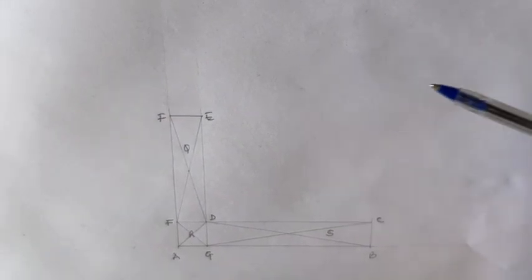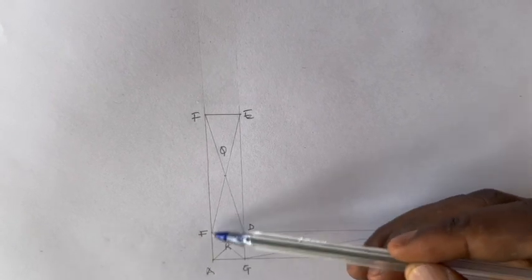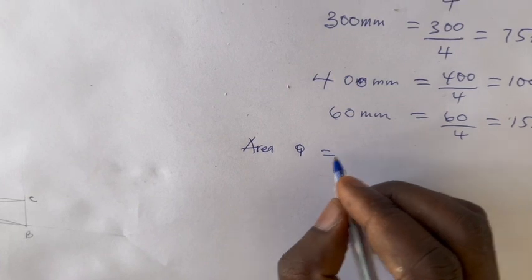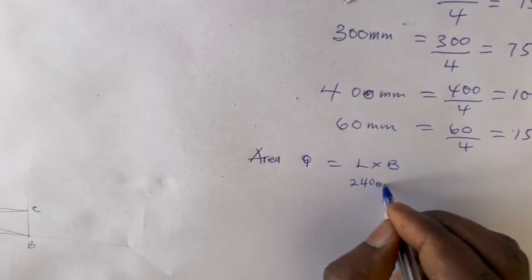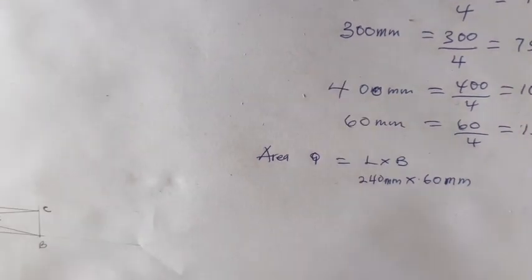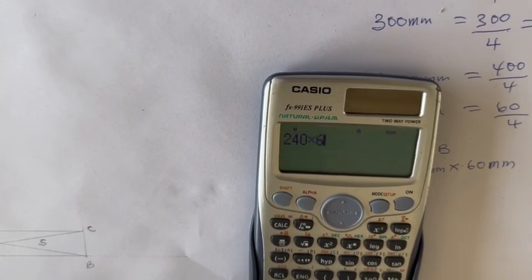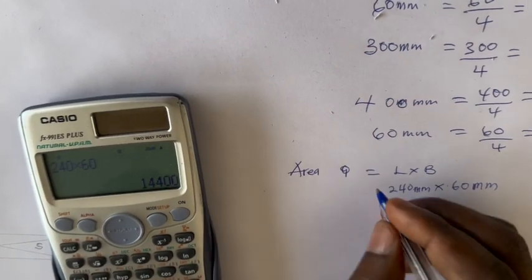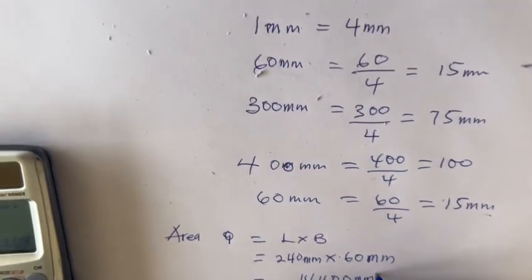Now from the onset, we realize that this whole area is 300. And so when we take the 60 from this side, this will be 240. And so we have the area to be length times breadth. The length here is 240 mm, multiplied by 60 mm. So with our calculator, let us get that done. 240 multiplied by 60 is going to give us 14,400. So we have this to be equal to 14,400 mm squared.